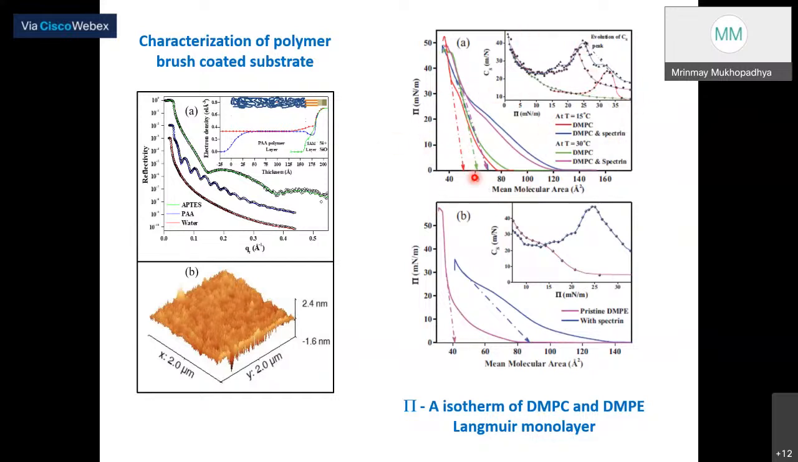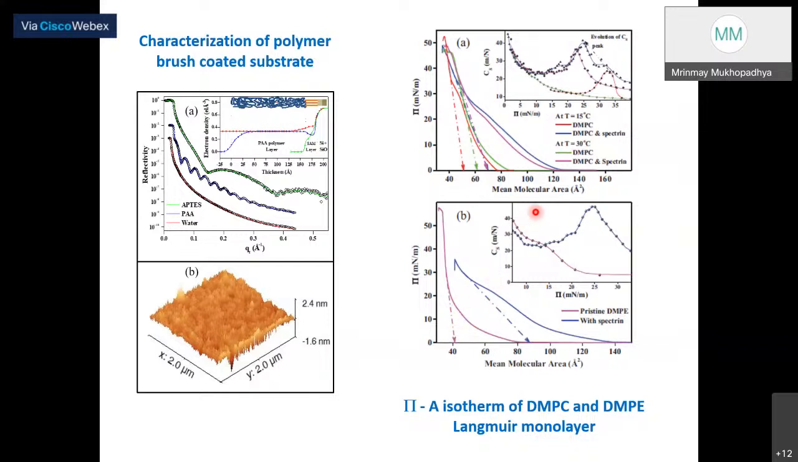Phase diagram, where we measure the surface pressure versus molecular area. This shows that when you add spectrin to the monolayer, you have this extra area, which means spectrins are getting attached to the monolayer. Because of spectrin attachment this area increases, and that increase shows there is spectrin attachment to the DMPC monolayer, and here it's a DMPE monolayer. And from that, how is this different from the pristine?